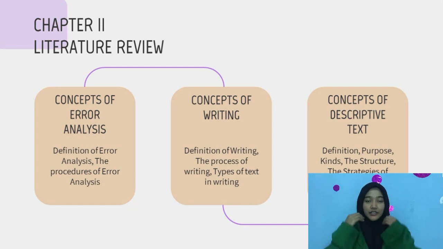The third is concept of descriptive text. Descriptive text is a kind of text with a purpose to give information. The context is description of particular thing, animal, person, or others. The purpose of descriptive text is to create a vivid impression of a person, place, object, or event.